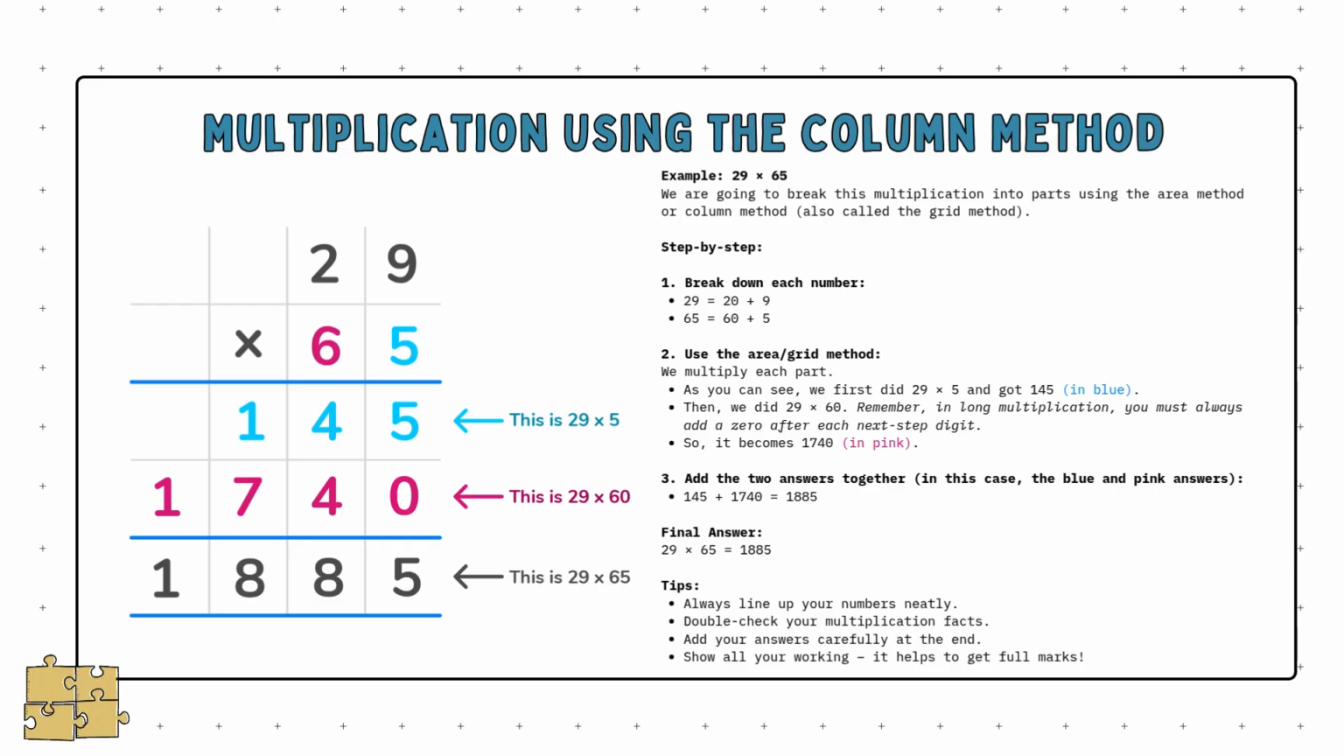Use your ruler to draw your grid or underline your steps neatly, so basically your columns. Check your multiplication facts, because little mistakes can sneak in. And most important, always show your working. Even if you make a mistake, showing your steps can help you still get marks. This method is a great way to organize your thinking and not get overwhelmed by big numbers. So next time you see a tricky sum like this, just remember: break it down, multiply, and add up your answers.